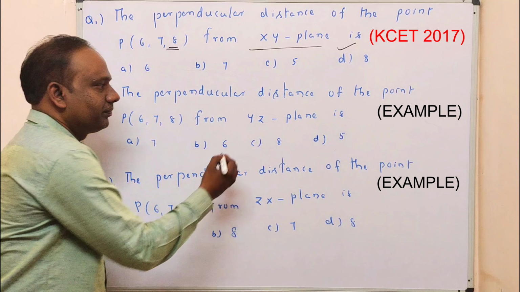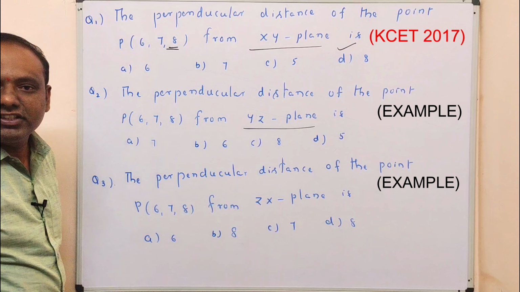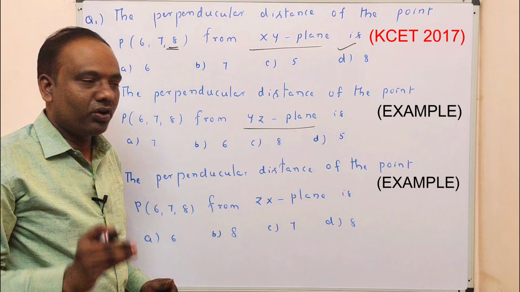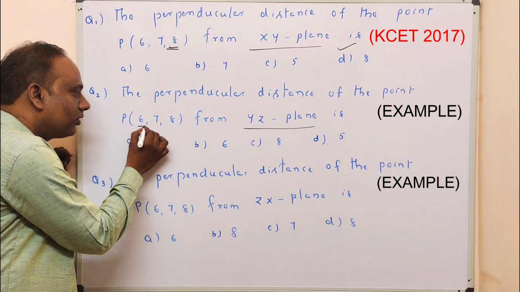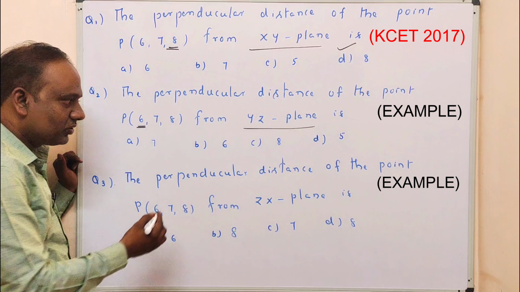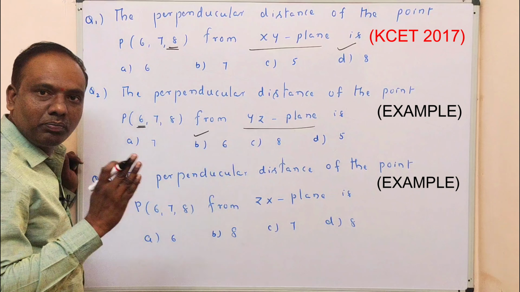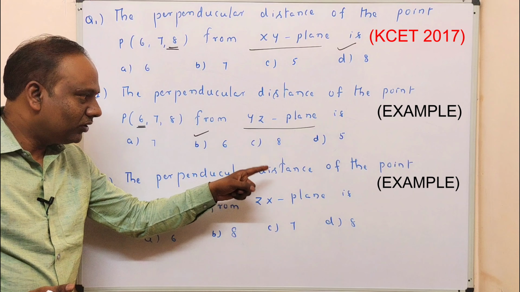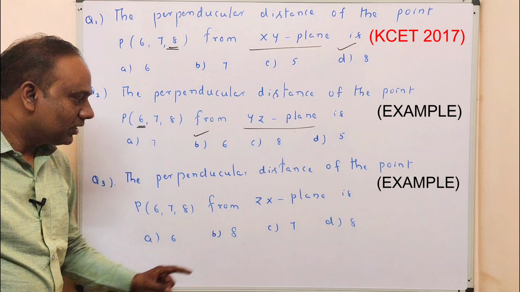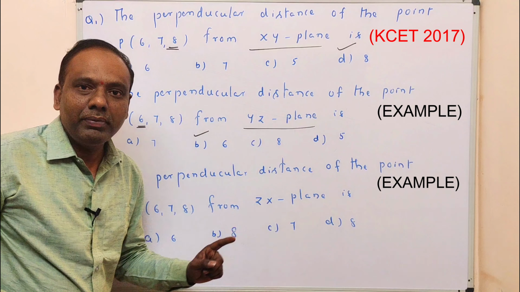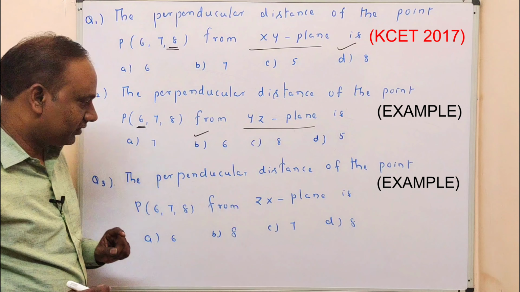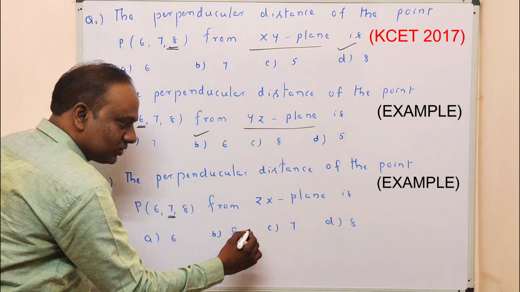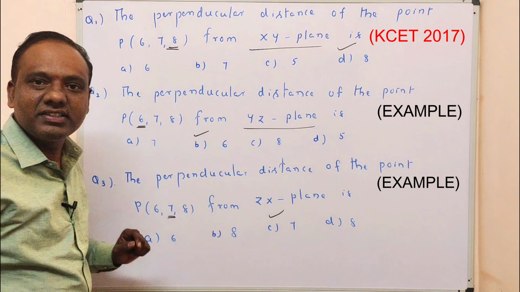But here it is the YZ plane. YZ plane means the distance is the X coordinate. So what is the X coordinate here? 6. So option B is the correct answer. In this question, the perpendicular distance of the point from the ZX plane. ZX plane means the answer is the Y coordinate. So what is the Y coordinate here? 7. So option C is the correct answer.